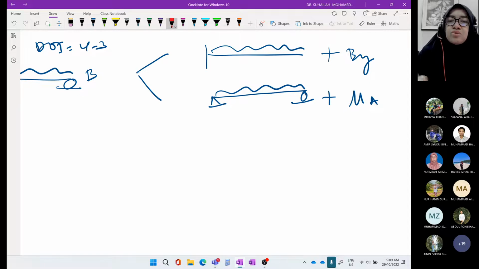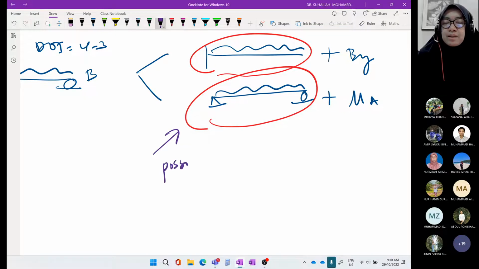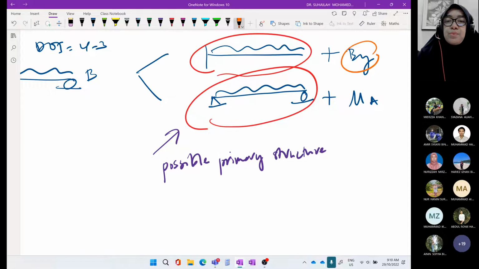These two diagrams are both determinate. These two are called possible primary structures, or possible primary beams. We have two redundant options: we can remove By and have a cantilever beam, or we can remove MA as the redundant and have a simply supported beam.